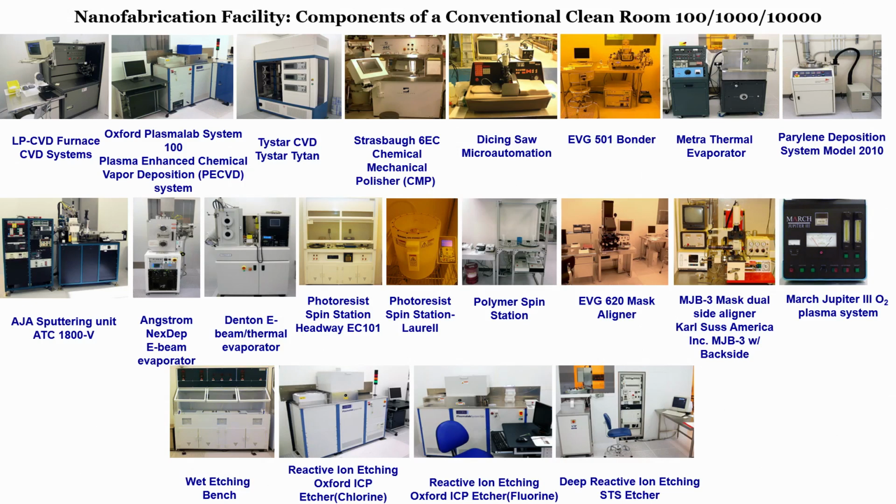Next one is your Denton E-beam thermal evaporator, followed by the photoresist spin station. When you look at photolithography, you will understand the importance of the photoresist spin station as well as the EVG mask aligner. You see the Headway EC101, next one is photoresist from Laurel, next one is the spin station, and next one is the EVG 620 mask aligner. Followed by that you have the MJB3 dual side mask aligner. There is single side mask aligning and dual side mask aligning, which we will discuss in detail.